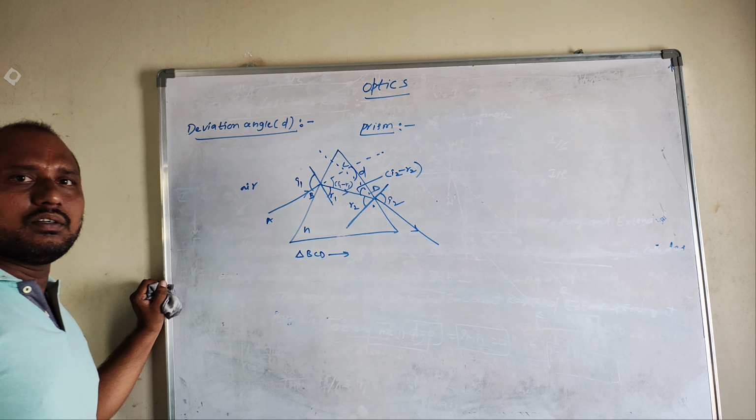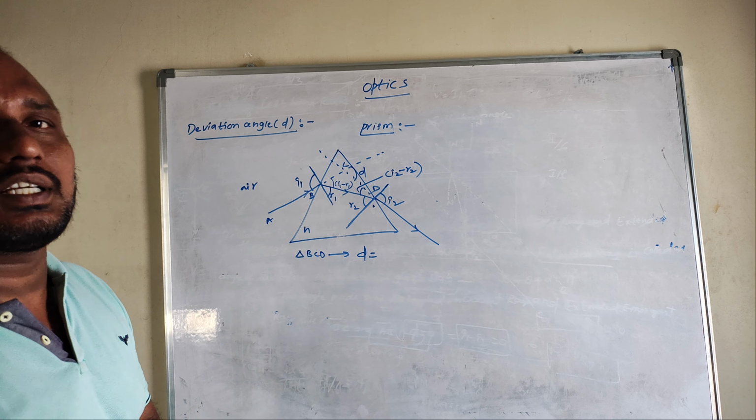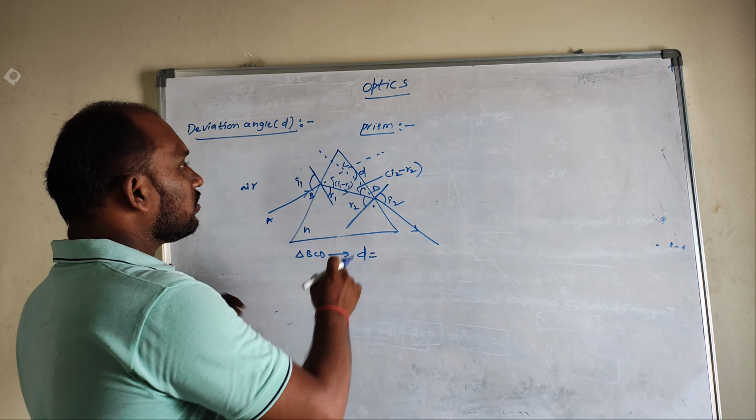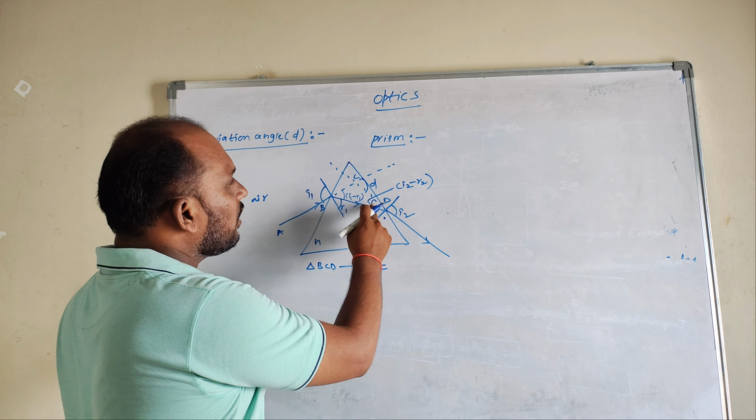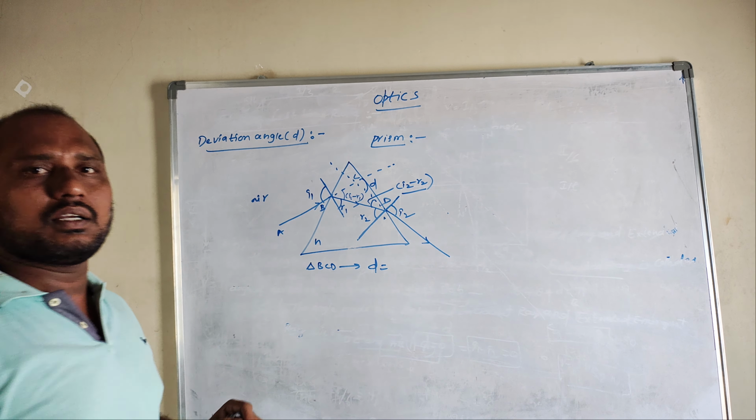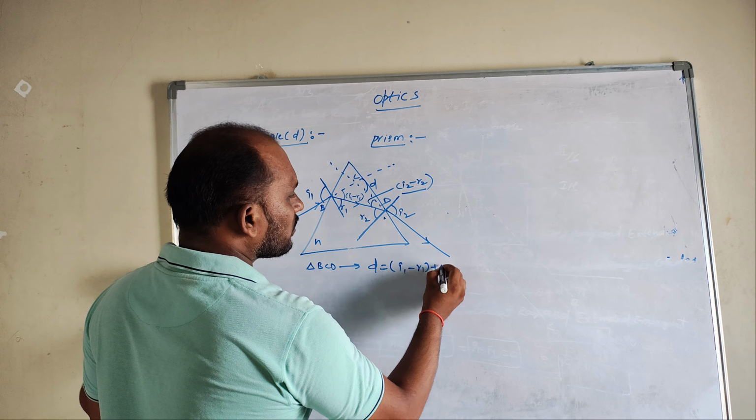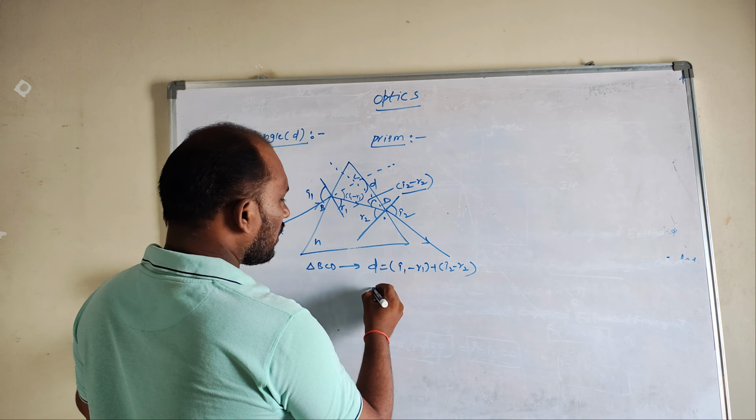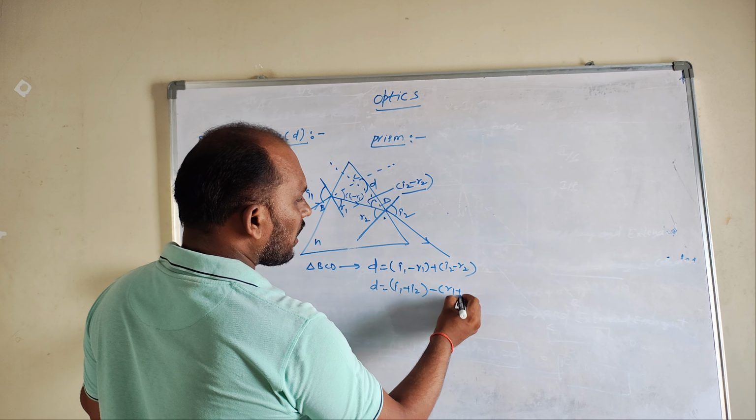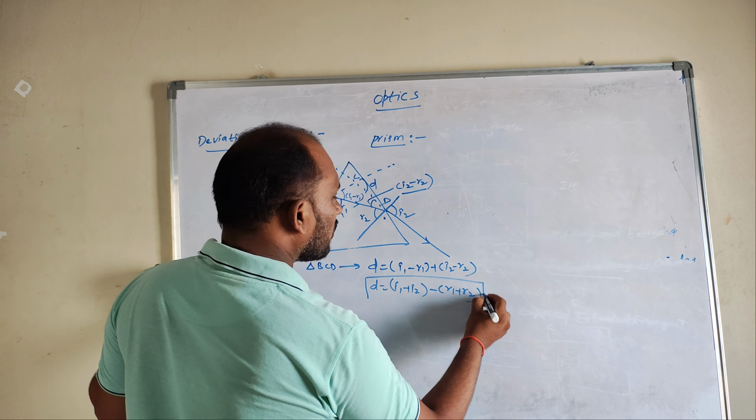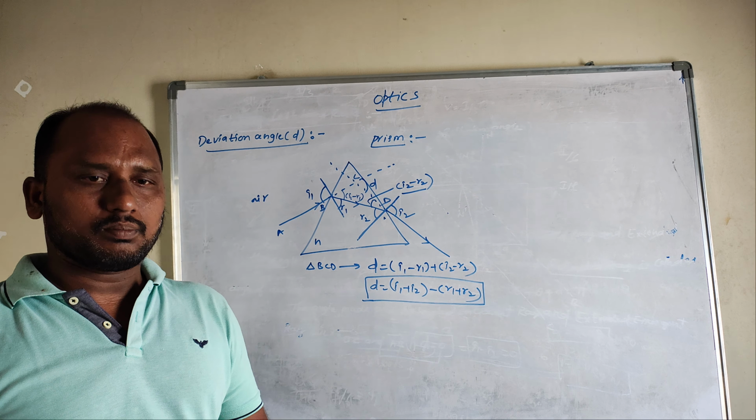So D is an external angle. D is equal to the sum of the internal angles opposite to the external angle, guys. What are the internal angles? I1 minus R1 is one internal angle, and I2 minus R2 is the other. So we take the sum: I1 minus R1 plus I2 minus R2. So D is equal to (I1 plus I2) minus (R1 plus R2). This is the way we find the deviation angle in a prism. Thank you guys.